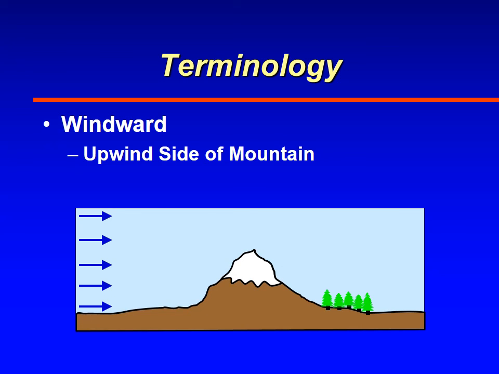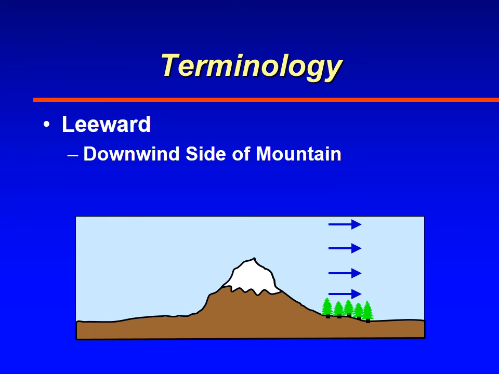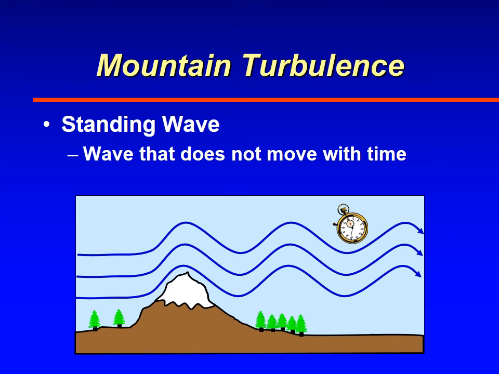Two other terms that you need to be familiar with are windward and leeward. Windward means the upwind side of the mountain. Leeward means the downwind side of the mountain. And then finally, when we talk about a standing wave, that's one that does not move with time.